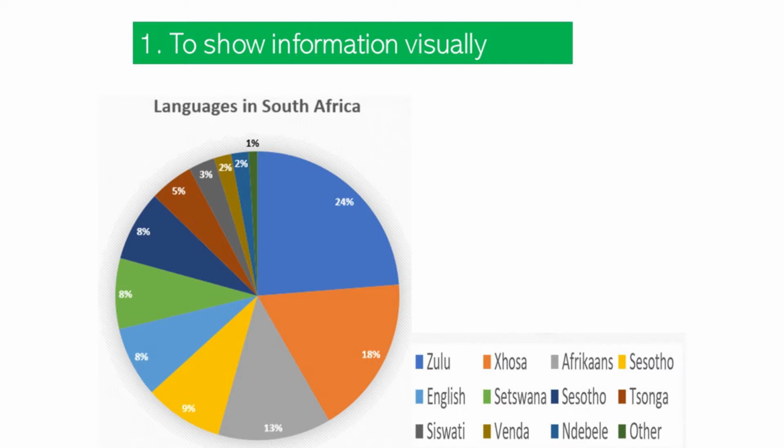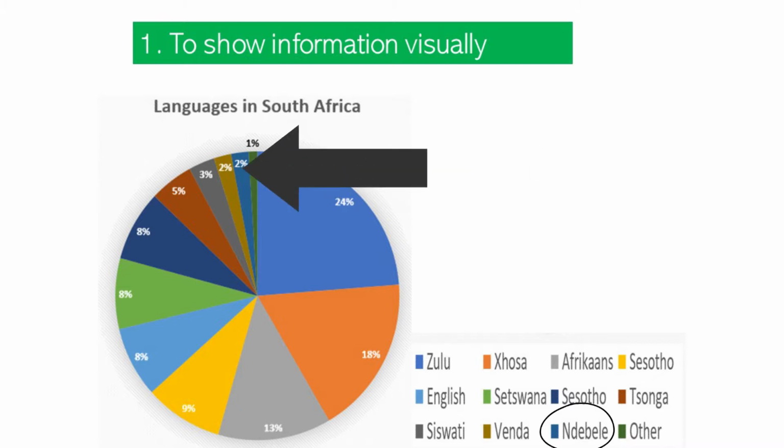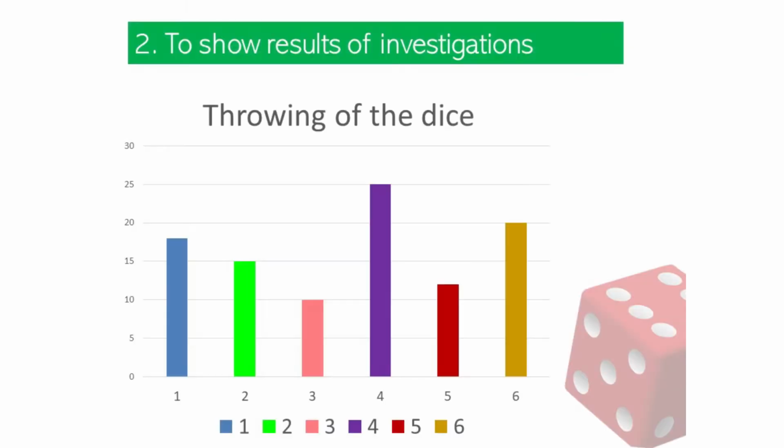For example, on this graph, we can see how many people in South Africa speak each of the national languages. It shows that most people speak isiZulu and the least number of people speak Hindebele. Graphs can be used to show the results of investigations or experiments, such as the children repeatedly throwing a die to see which numbers show up the most when they were learning about probability. In this case, we can easily see that 4 was the most frequent number showing and 3 the least frequent.